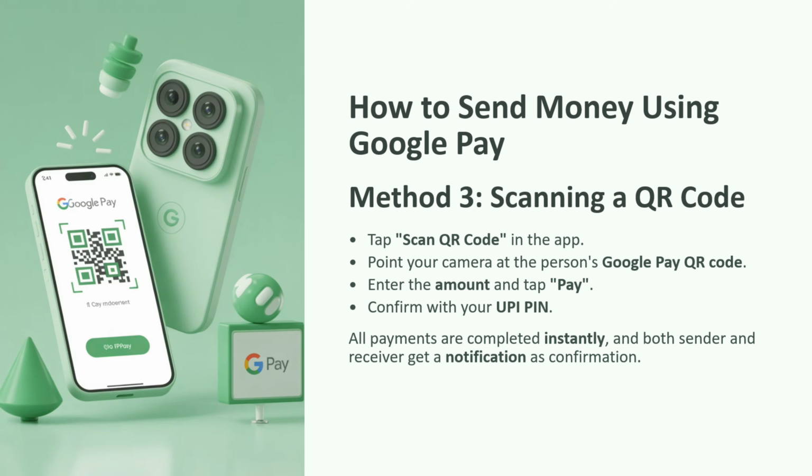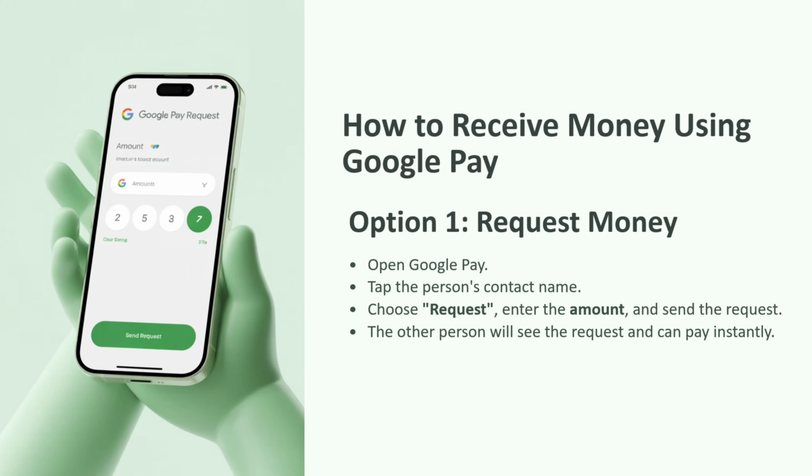We have seen three methods to send money using Google Pay, and with all three methods payments are completed instantly, and both sender and receiver get a notification as confirmation. Next we will see how to receive money using Google Pay.